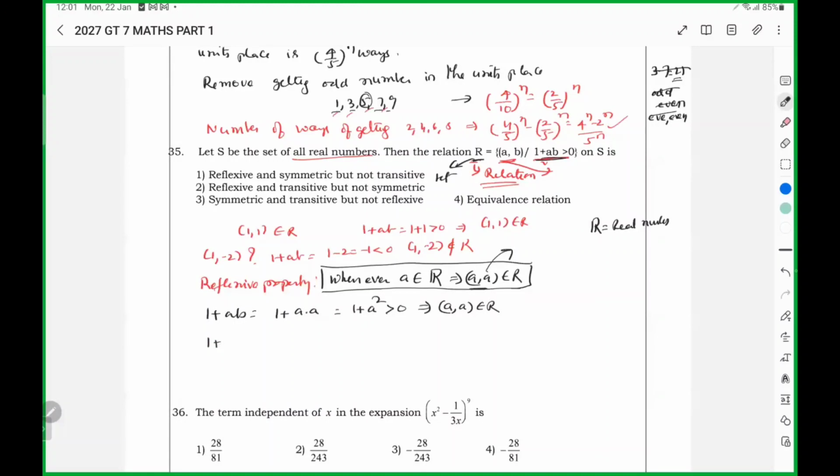Then what is the symmetric property? Whenever ab belongs to R, it implies ba also must be there in R. So ba: when do you say 1 plus ab is positive, 1 plus ba is also positive.